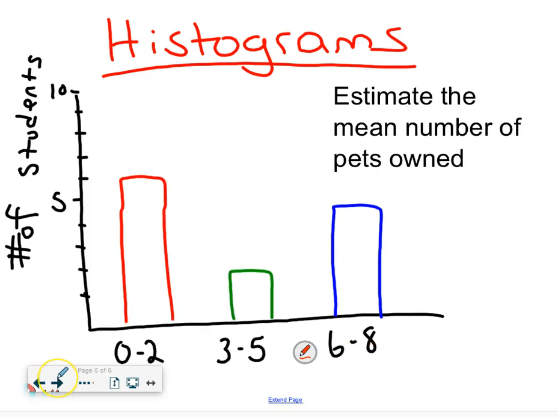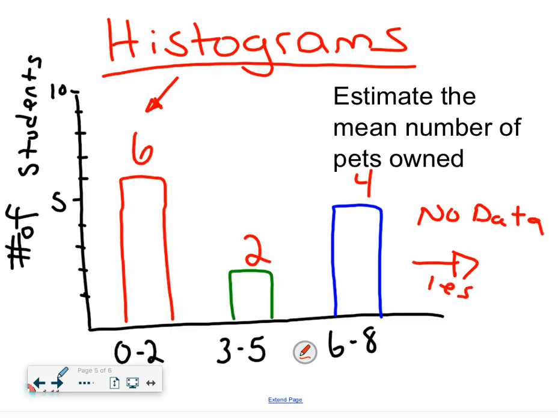Now the last problem is one you need to think about. Estimate the mean number of pets owned. So the mean is the average. What we're going to do is look at the graph to figure out where the mean would be. Think about it like a data set. You have 6 numbers over here, you have 2 right here, and you have 4 there. So think about which way things are being pulled. The mean obviously can't be more than 8 because there is no data over there, so the mean has to be less than 8. And it's got to be more than 0.